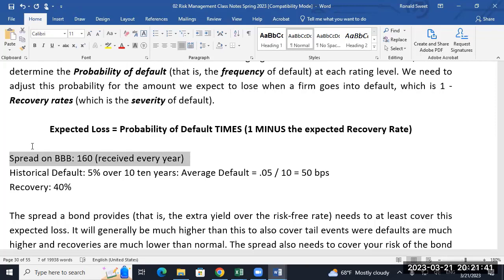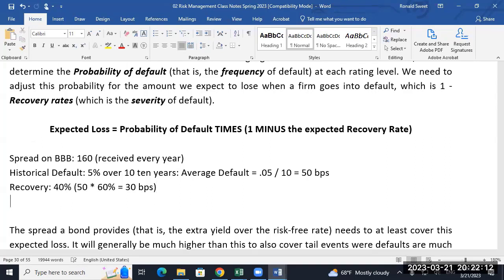So your spread's 160, your default rate is 50 basis points, but you're not going to lose 100% of that. How much are you going to lose? You're going to get 40% of that back. So you're going to lose 60% of that. So you take 50 times 60%, it equals 30 basis points. Are you getting compensated for your risk? Well, on the exam, what would you say? More than adequate compensation for the default risk.